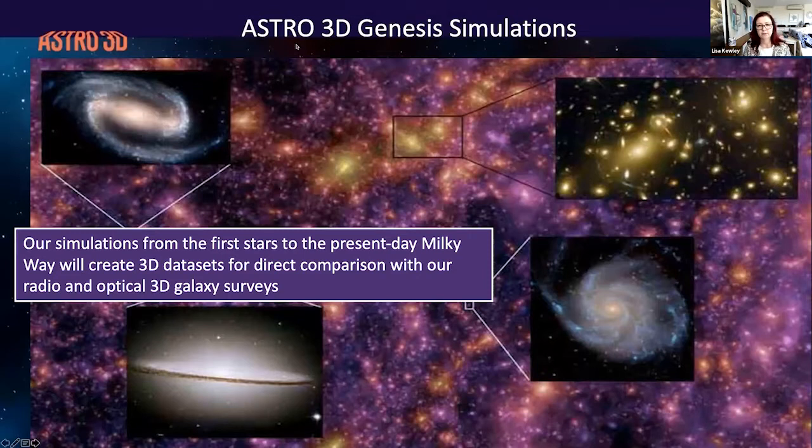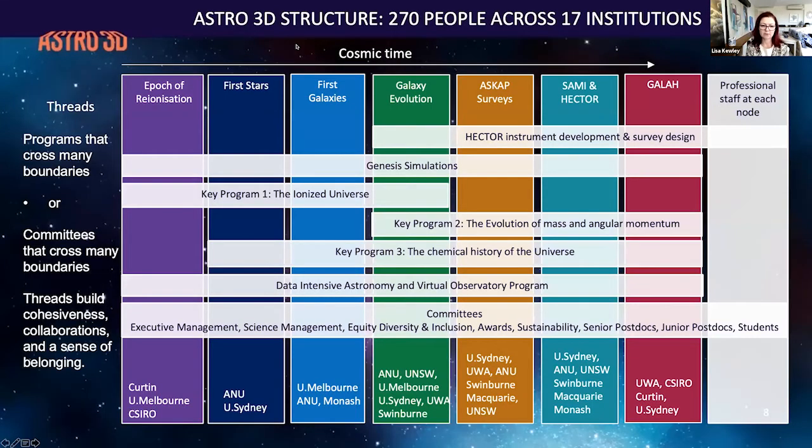Now, our current centre has 270 people across 17 institutions, including 9 universities in Australia, as well as CSIRO and the NCI. We have a range of surveys and projects, and they cover the full range of cosmic time from the epoch of reionization right up to the present day Milky Way. To help bring all these different surveys and projects together, we have things which we call threads, which weave together people from different key groups and surveys and projects. And there's a lot of things in the centre which act as threads.